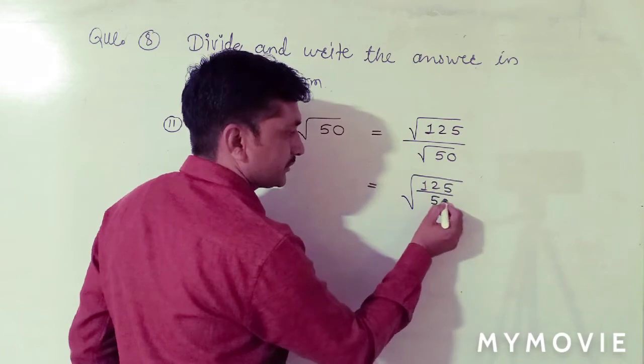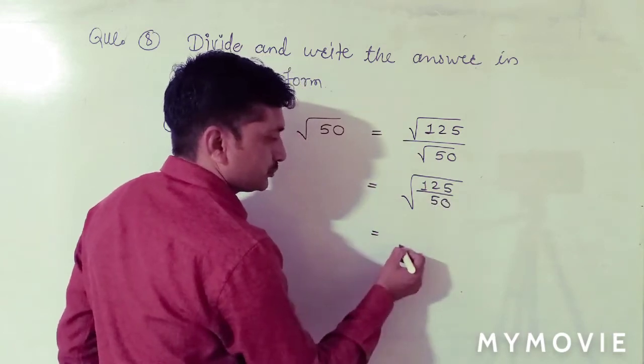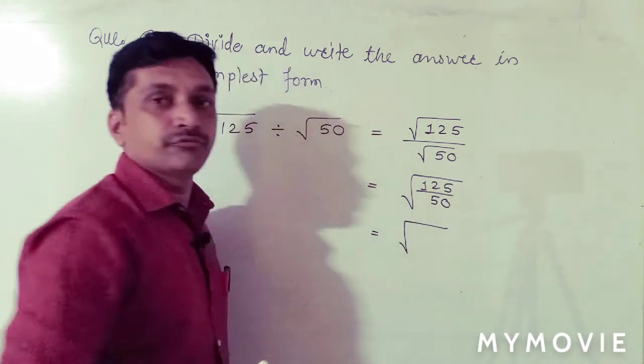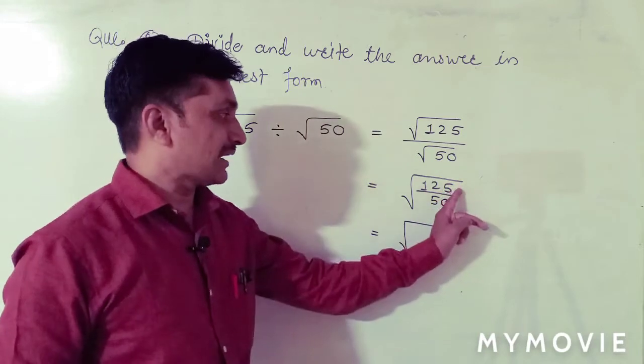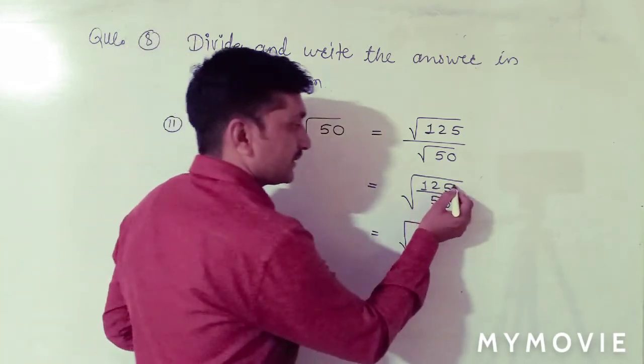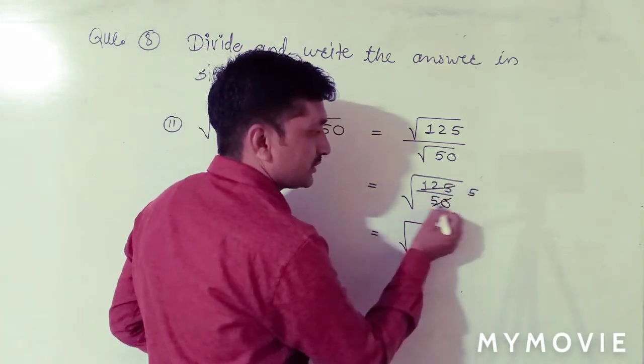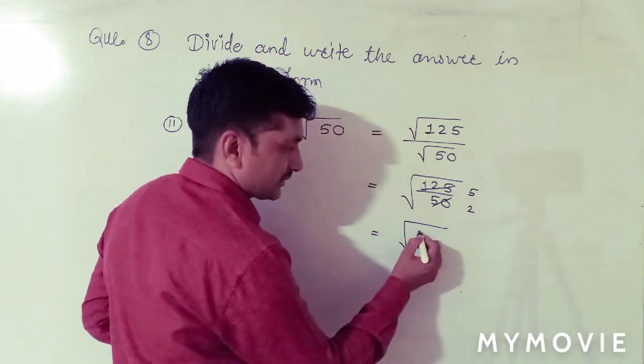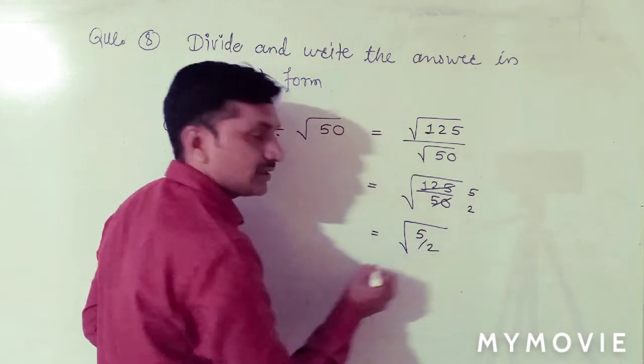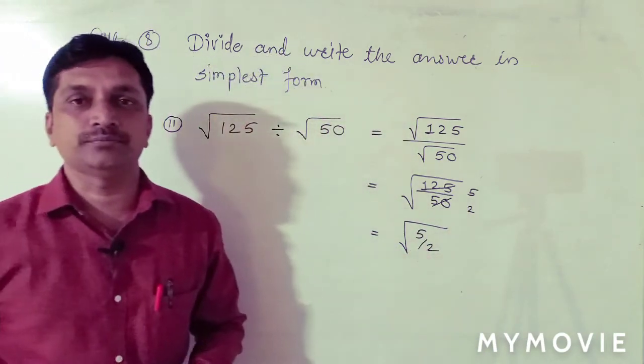125 upon 50 is equal to, now we can reduce them by 25. 25 5s are 125 and 25 2s are 50. Therefore the answer is square root of 5 upon 2, in simplest form.